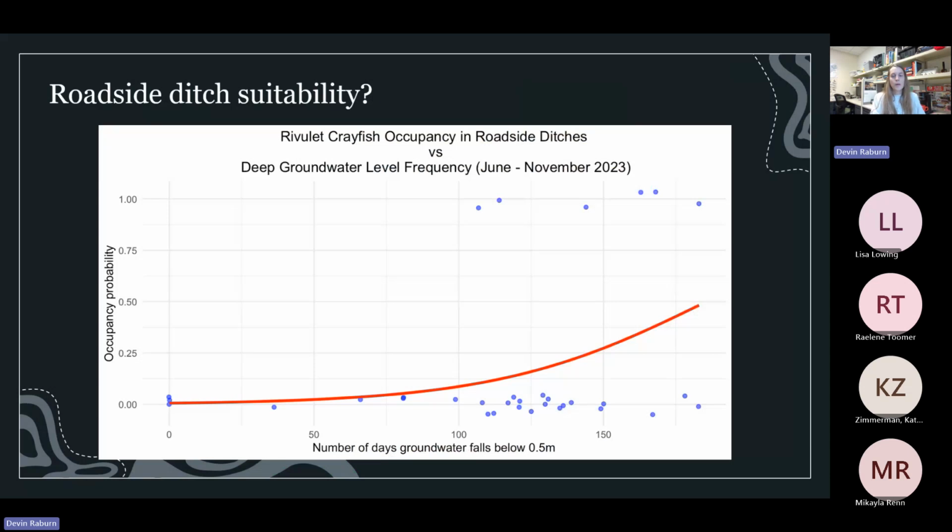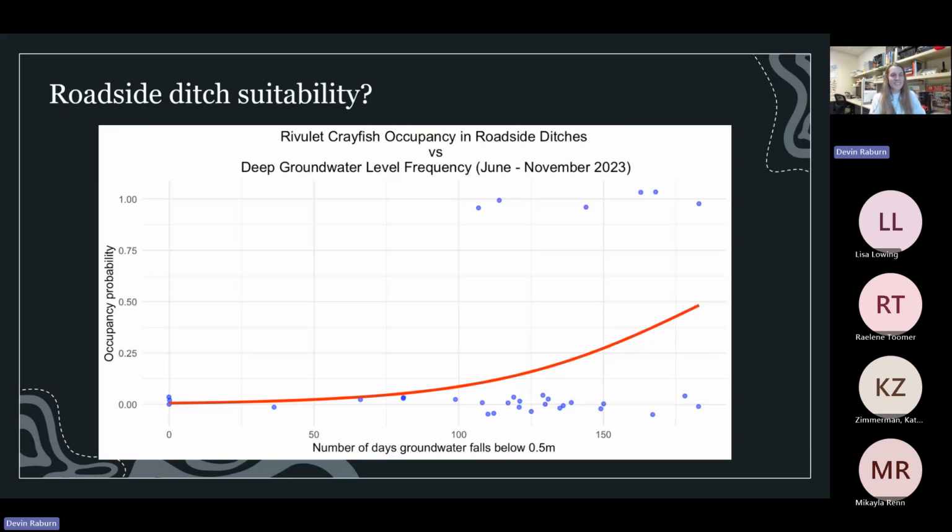And so the burrowing depth for rivulet crayfishes has been observed to be no more than a foot, so about 0.3 meters. And that was written in their species description. And I've also personally dug out rivulet crayfish burrows and observed the same pattern. So let's look at this graph here. We have number of days that the groundwater falls below 0.5 meter, which is that threshold that we set, on the x-axis. And then the y is the occupancy probability of our rivulet crayfishes.